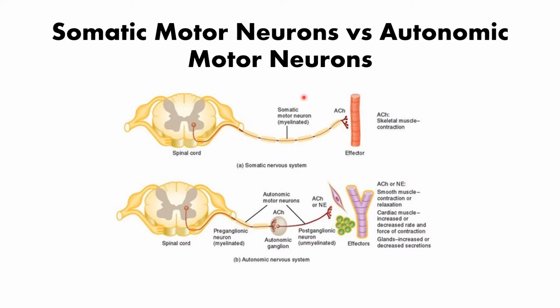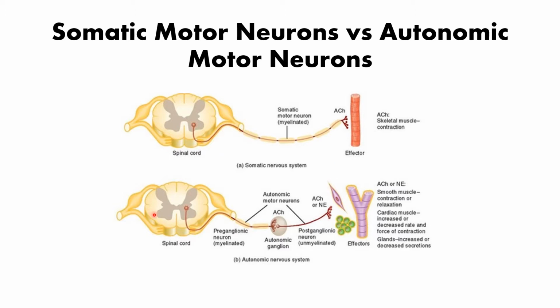Okay, so now let's compare the somatic motor neurons and the autonomic motor neurons. So motor neurons just mean the efferent neurons, and that means the neurons that send signal from the brain and the spinal cord to the effector, muscle, gland, tissue, whatever, okay? So as you can see here in the somatic nervous system, there's only one somatic motor neuron that runs from the brain or spinal cord to the effector muscle, such as the skeletal muscle.